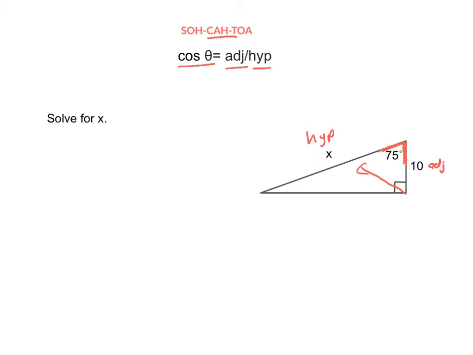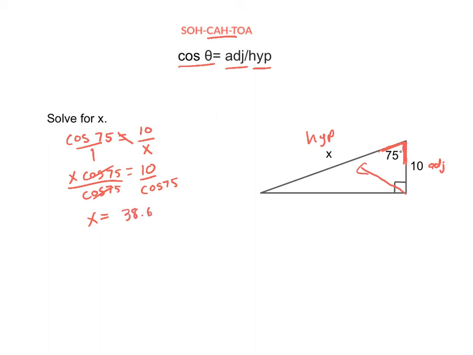So when I want to write an equation to solve for x, I'm going to do the cosine of my angle, which is 75 degrees, is equal to the adjacent side, which is 10, over the hypotenuse, which is x. Now again, we can cross multiply by putting that over 1. So I'm going to get x times the cosine of 75 is equal to 1 times 10, which is just 10. So to solve for x, I have to divide by the cosine of 75. And when I do that, I'm going to end up with 38.64 for the length of x.